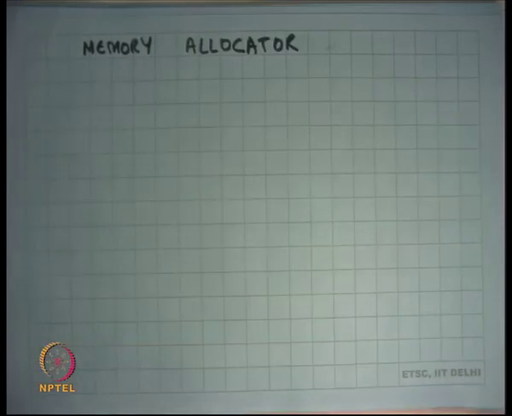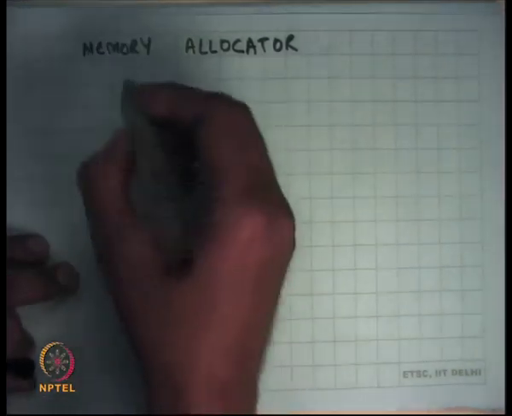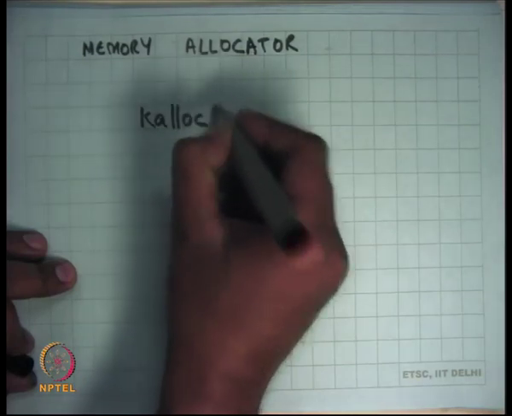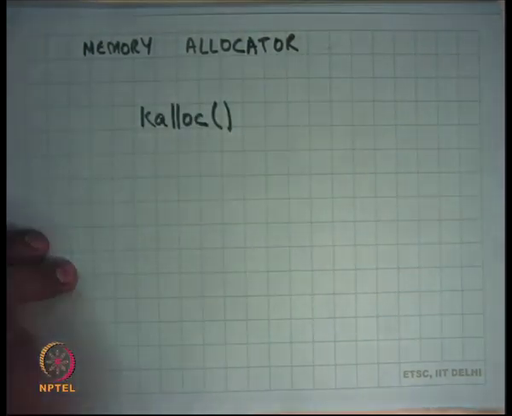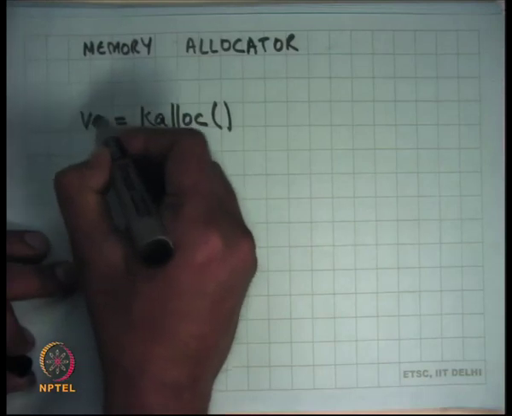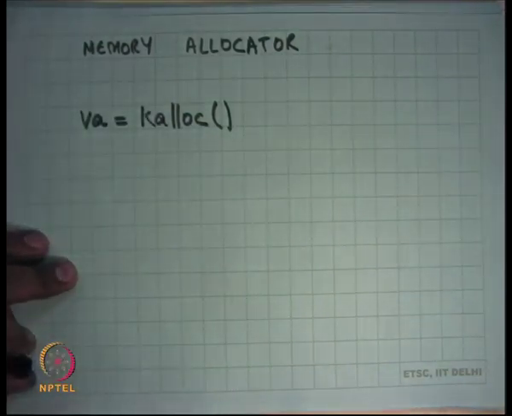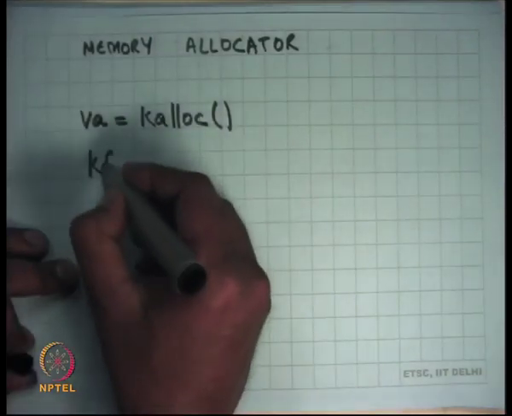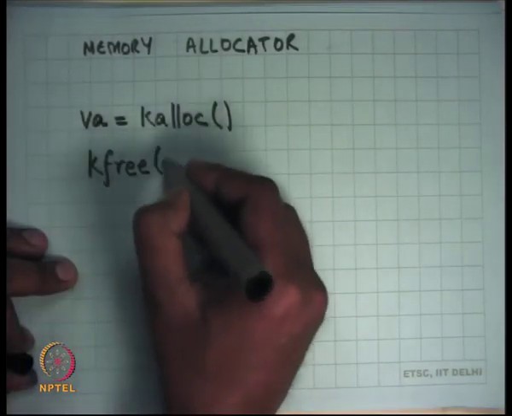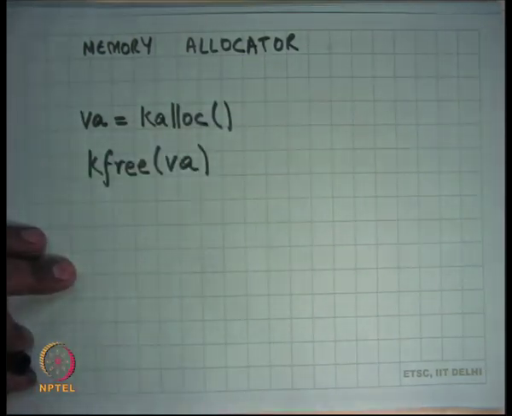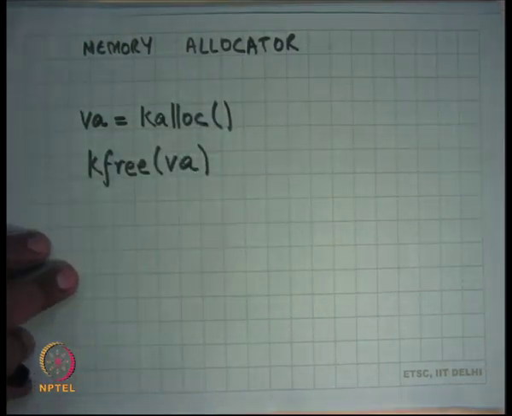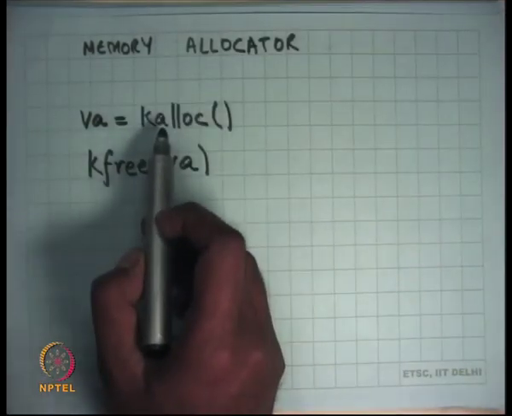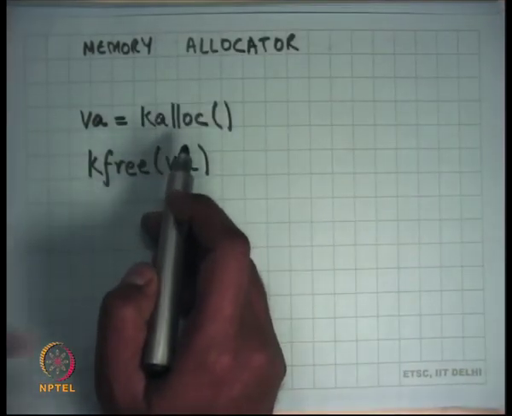So how does the memory allocator work? Recall that we have been using this function called kalloc, and what it returns to me is a virtual address, right? And then there's another function that I'm using called kfree, which takes a virtual address and frees it. This is similar to malloc and free that you may have used in your programs.